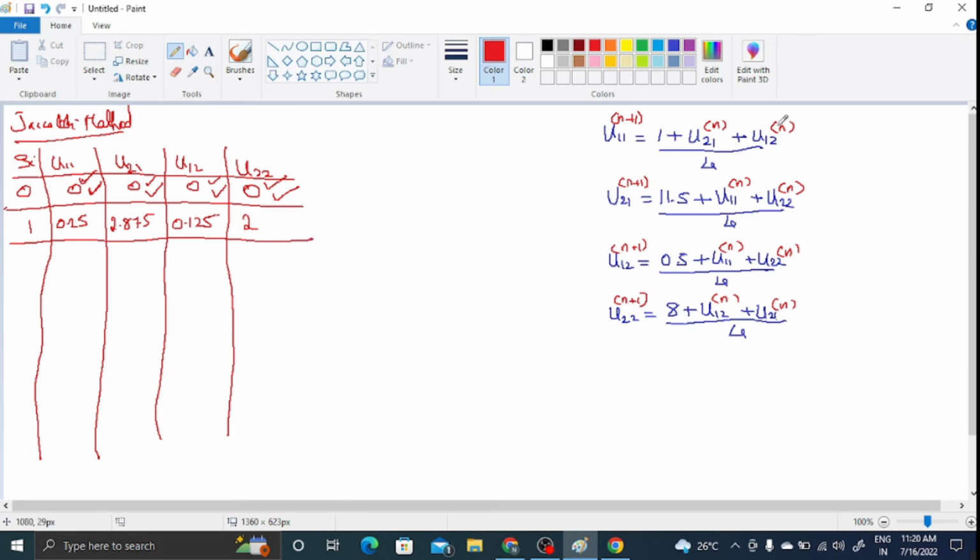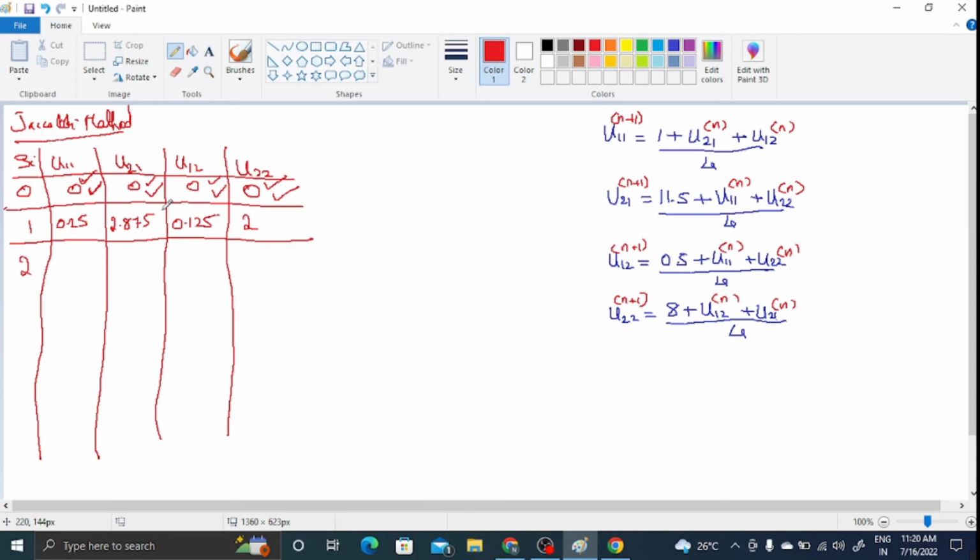Now we have to start from U11. We are going to start the second iteration. So what is U11 now? For the second iteration, we have to use the first row data. So here U11 equals 1 plus U21. What is U21 now? Which data do we have to use?